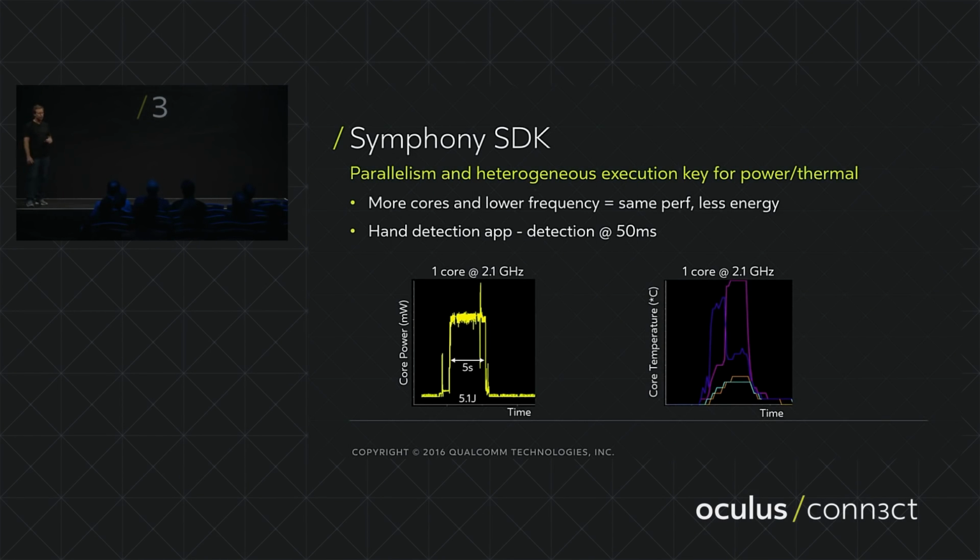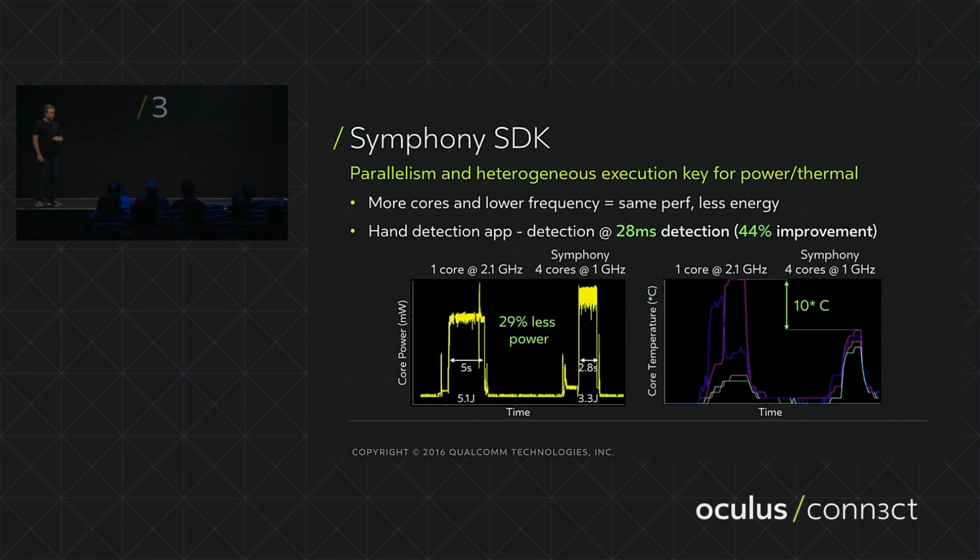The reason I wanted to mention it, though, is we actually have a really great use case about this concept of not pushing the clock frequencies. Here, this use case was a hand detection app. The detection time was taking about 50 milliseconds to execute. And the point I want you to be aware of is that the algorithm was executing on one core at 2.1 gigahertz. And it would take roughly 5 seconds to execute the full thing, and the total energy consumption was about 5.1 joules.